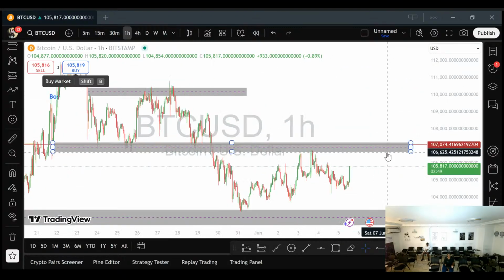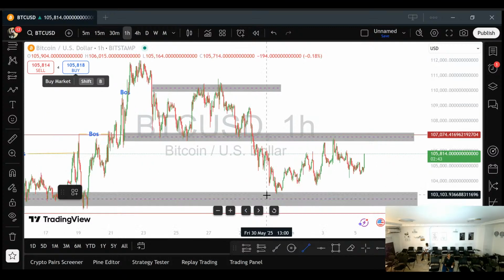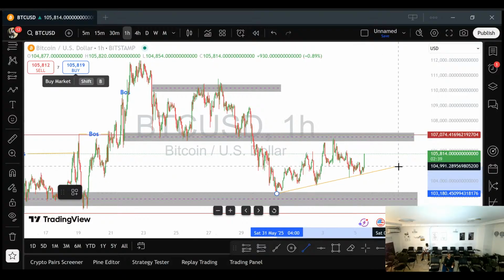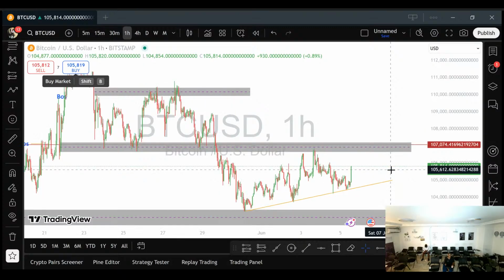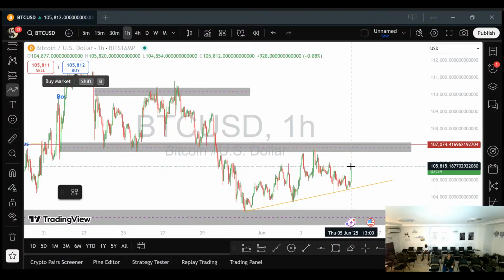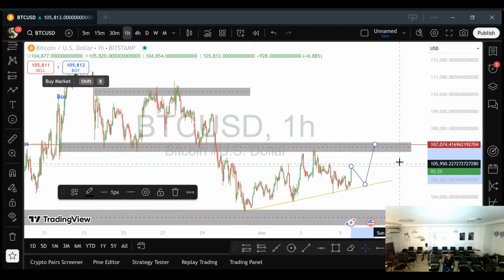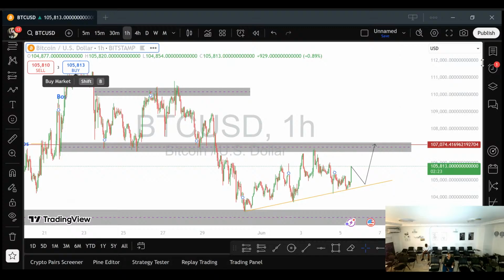So I think this market has really moved because we can also draw a trend line here. If this market comes back, I think it's going to be this here and buy. Okay, let's check back the book now.